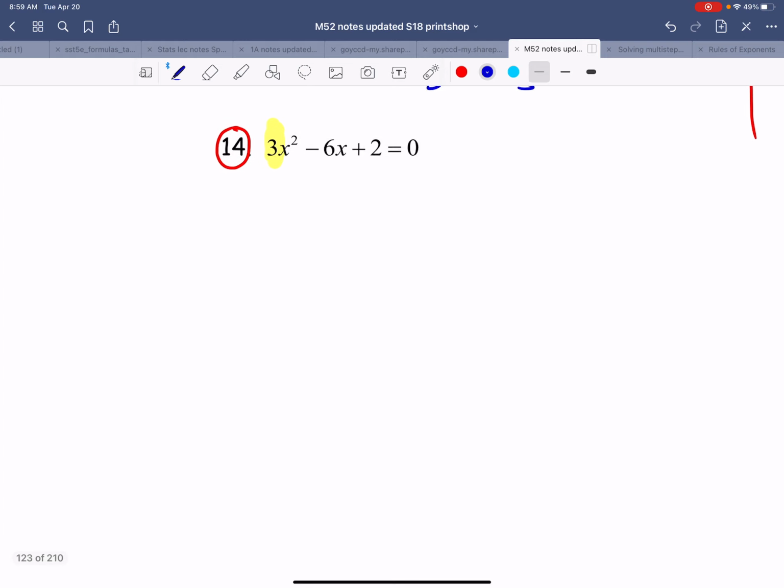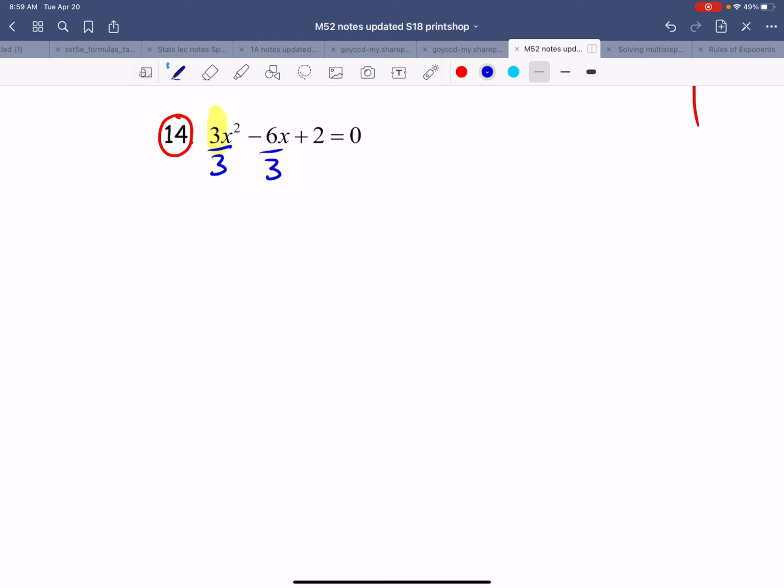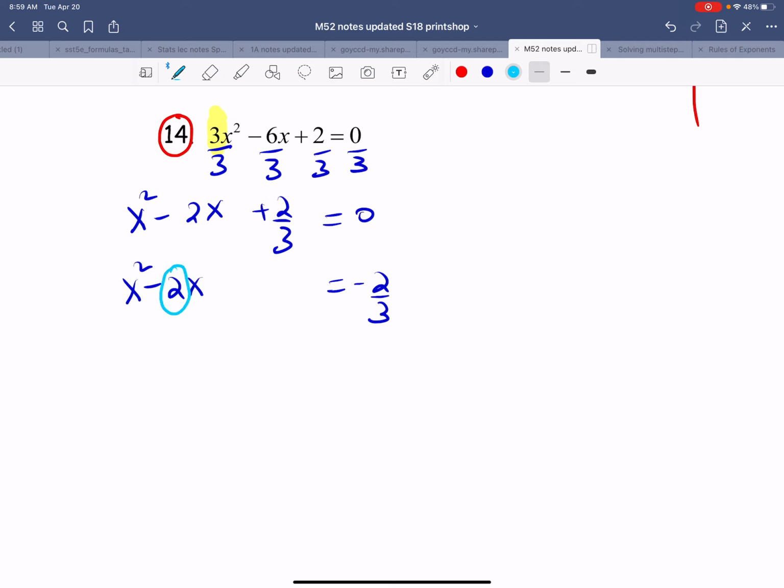Okay, next example, 3x squared minus 6x plus 2 equal to 0. Divide everything on both sides by 3. The first step is to get a 1 as the leading coefficient. Then I'm going to move the constant term to the other side; it becomes negative when it goes to the other side. Now cut the middle term in half, cut the b in half, and square it, which is just going to be 1 squared. So we add 1 squared to both sides.